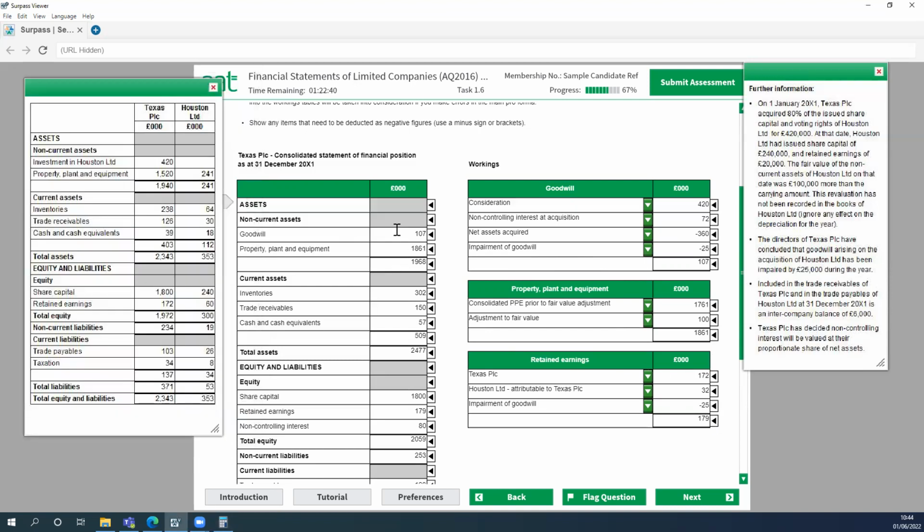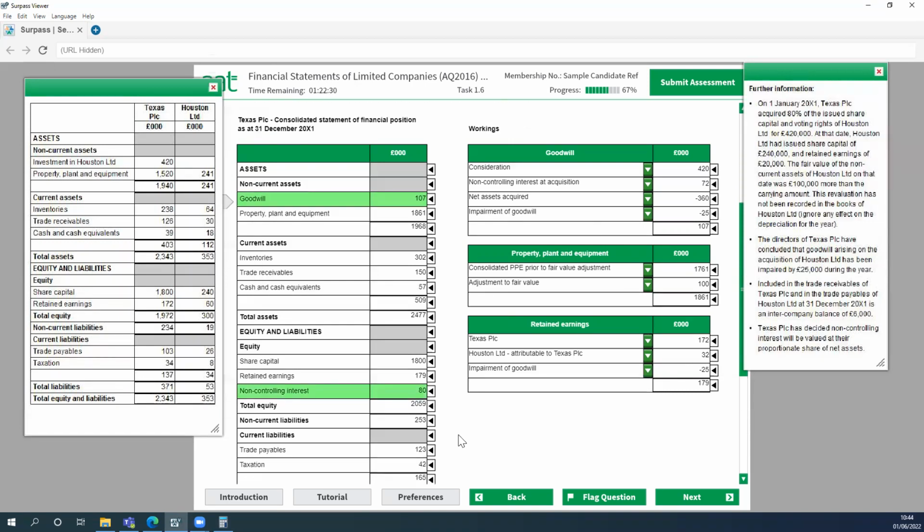So we've done those first. We've done the goodwill, which is 107. We've done the non-controlling interest, which is 80. And we've also done the retained earnings, which is 179. Okay, so now the property, plant and equipment.